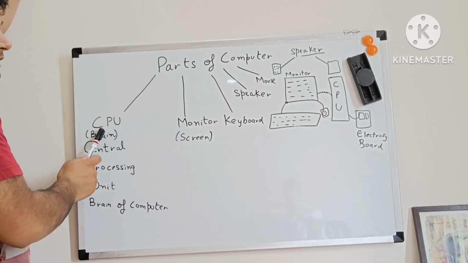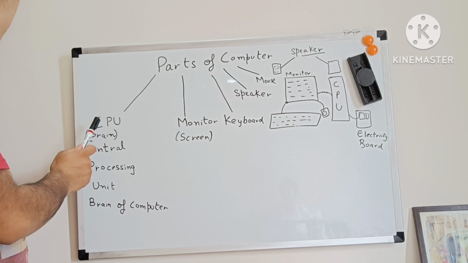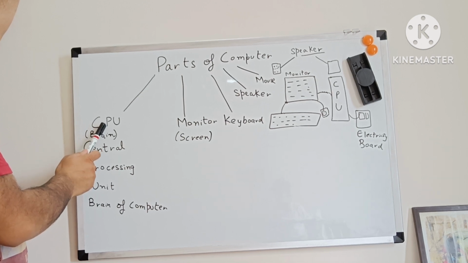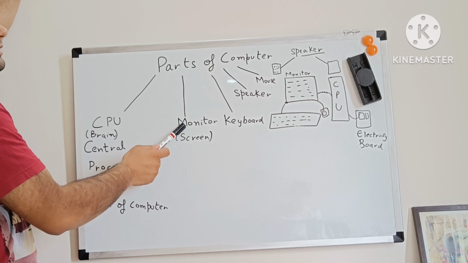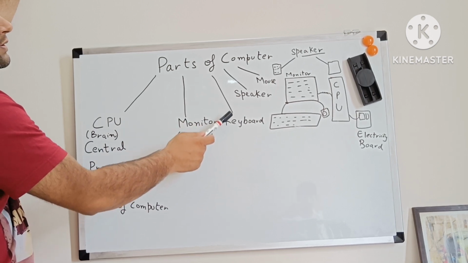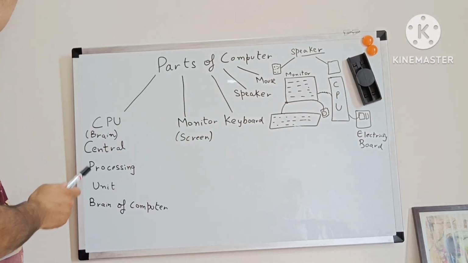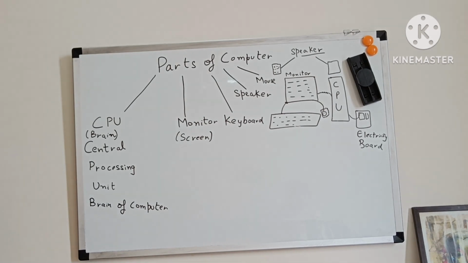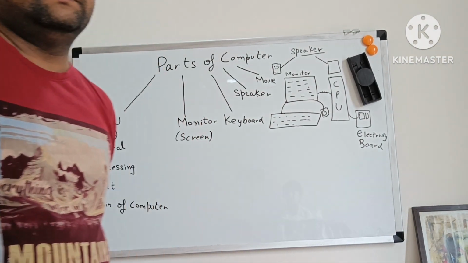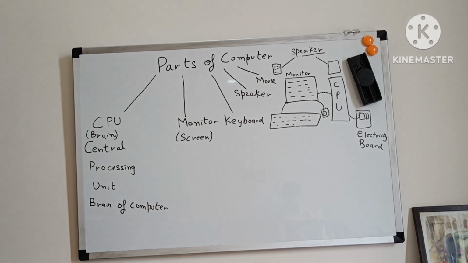Listen here, pens down. CPU. Read it. CPU, monitor, keyboard, speaker, mouse. These are called the parts of a computer. Can you say it again? CPU, monitor, keyboard, speaker, mouse. Yeah, these are called the parts of computer. What are the parts of computer? CPU, monitor, keyboard, speaker, mouse. Very good.